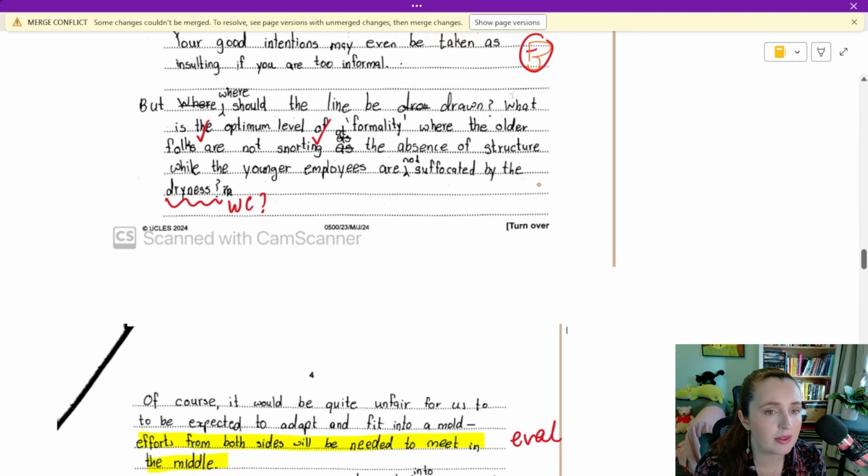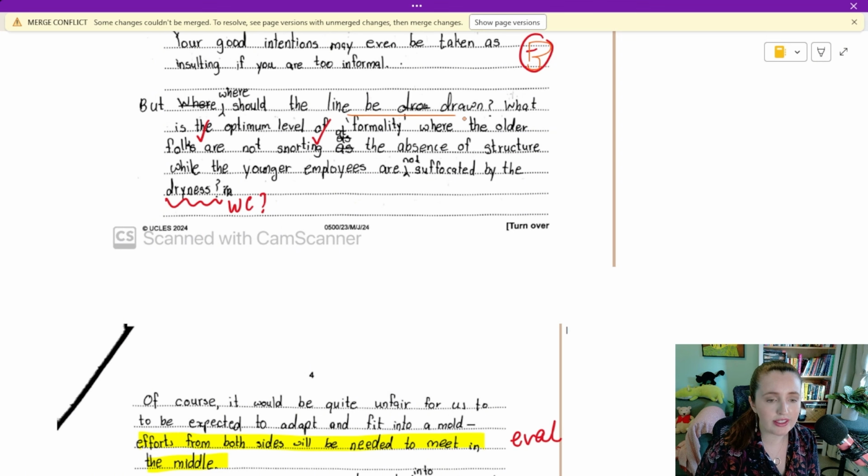And what is the optimum level of formality where older folks are not snorting at the absence of structure, while the younger employees are not suffocated by the dryness? Not sure about the word choice there. And again, if she said, where should the line be drawn? The idea that it's not a single line, that it changes depending on context, that would be evaluation. So she really needs to stop and be critical.